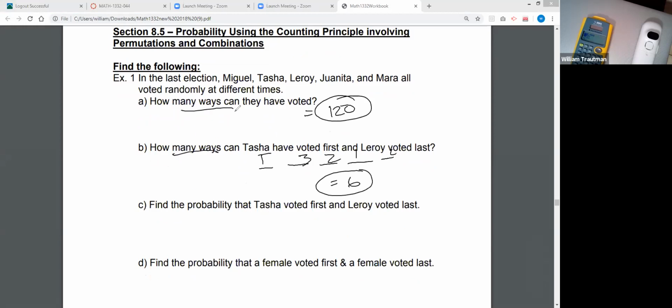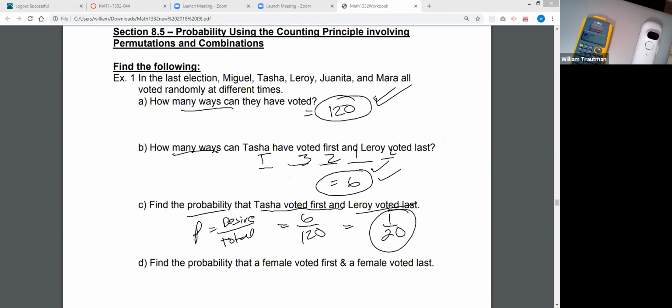We weren't asking for probabilities. We're just asking for outcomes, how many ways. Now we're asking for probability. Anytime you do probability, it's desired outcome on top and the total on the bottom. So the probability that Tasha first and Leroy last, there were 6 ways of doing that out of 120. Do you see the total? So 6 out of 120, when you divide both by 6, you get 1 over 20. So the probability Tasha voted first and Leroy last is 1 out of 20.